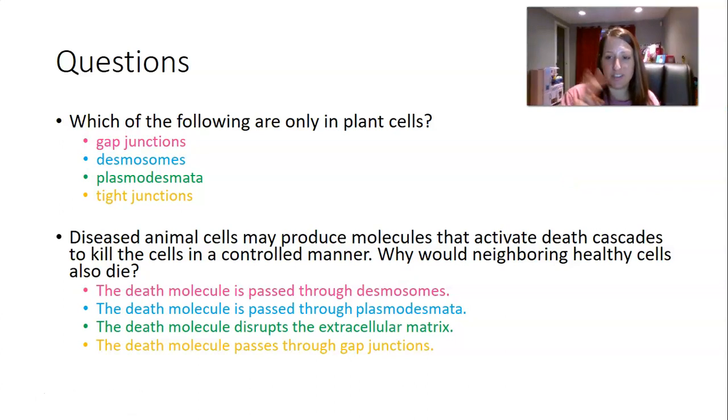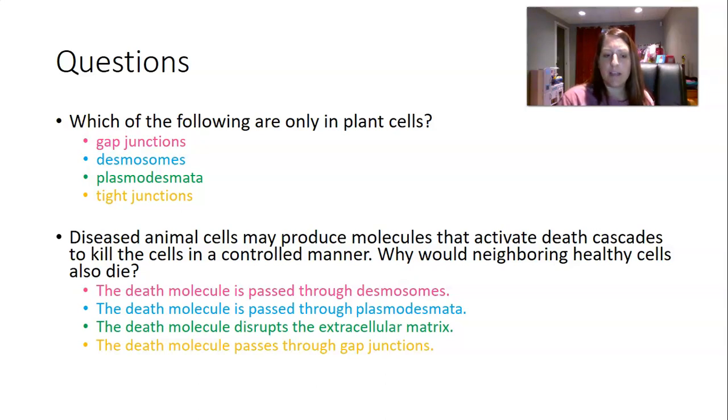Okay, so just two questions here. First question, which of the following are only in plant cells? Do we have gap junctions, desmosomes, plasmodesmata, or tight junctions? Which one of these is only found in plant cells? So hopefully you answered in green here, plasmodesmata. Those are going to be specific to plant cells. Everything else here is specific to animal cells.